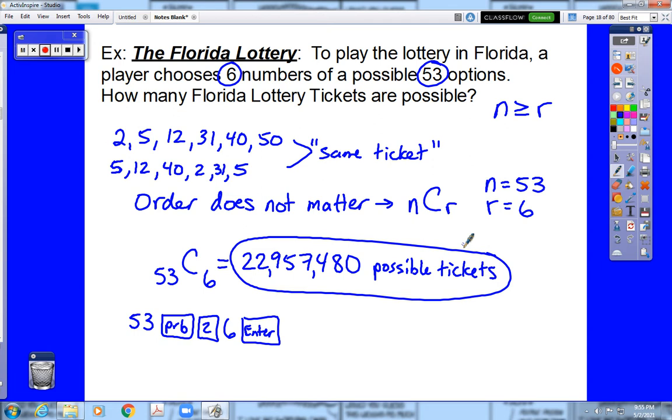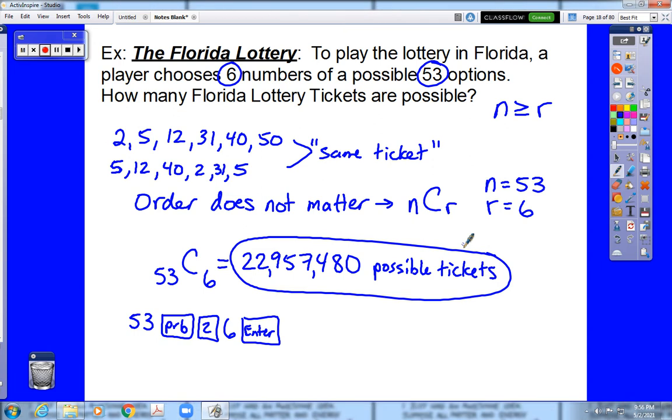There may be lesser value items, but to get the full prize, you would have to match all 6 numbers, which is a 1 in 22,957,480 chance. Let's do another one.